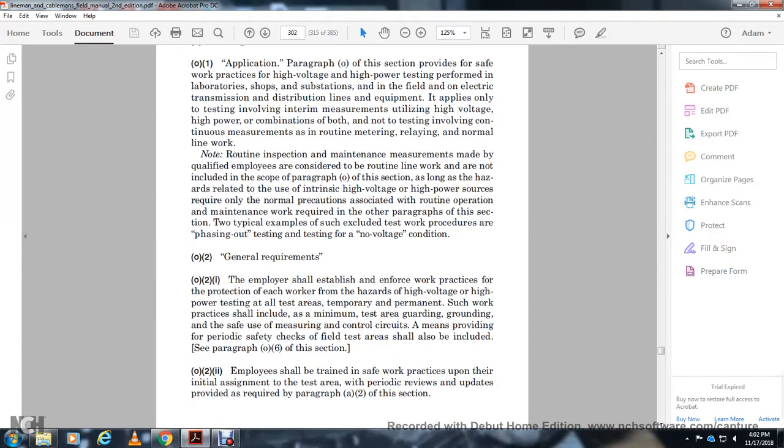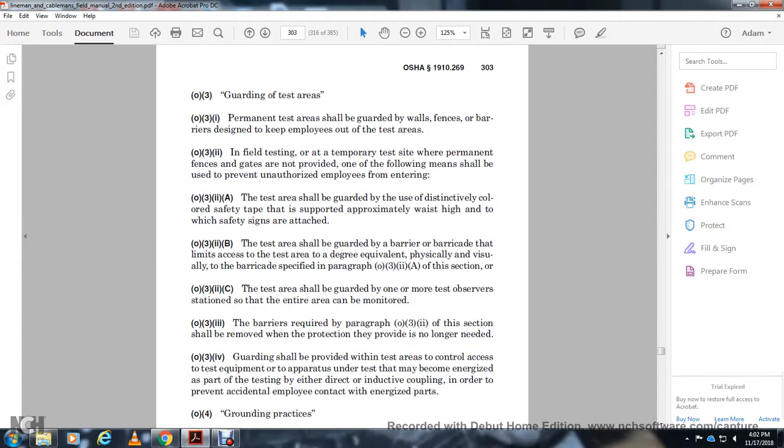Employees shall be trained in the safe work practices of the plan upon their initial assignment to the test area, with periodic reviews and updates provided as in paragraph A2 of this section.